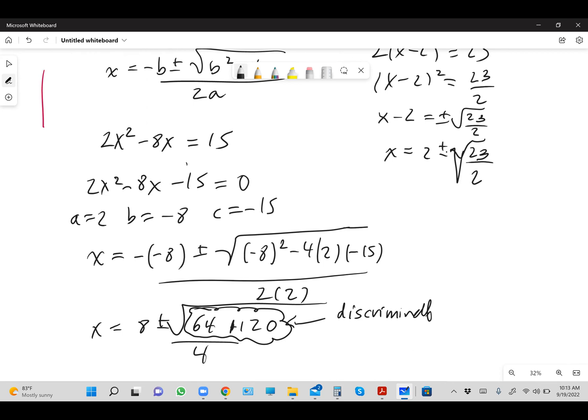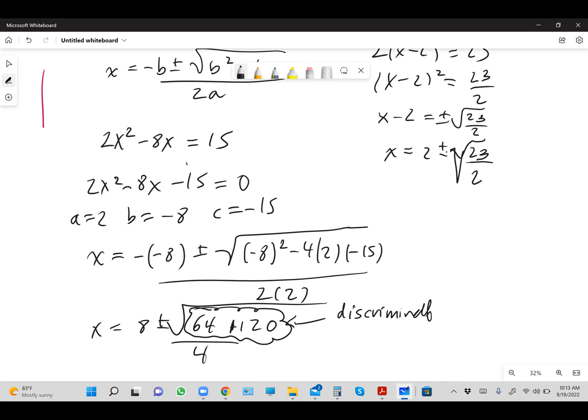It will tell you whether you have 2 solutions, 1 solution, or no solution. If the discriminant is 0, you have 1 solution. If the discriminant is positive like this one, you have 2 solutions. If the discriminant is negative, you have no solution. And we'll discuss that next class more in detail.